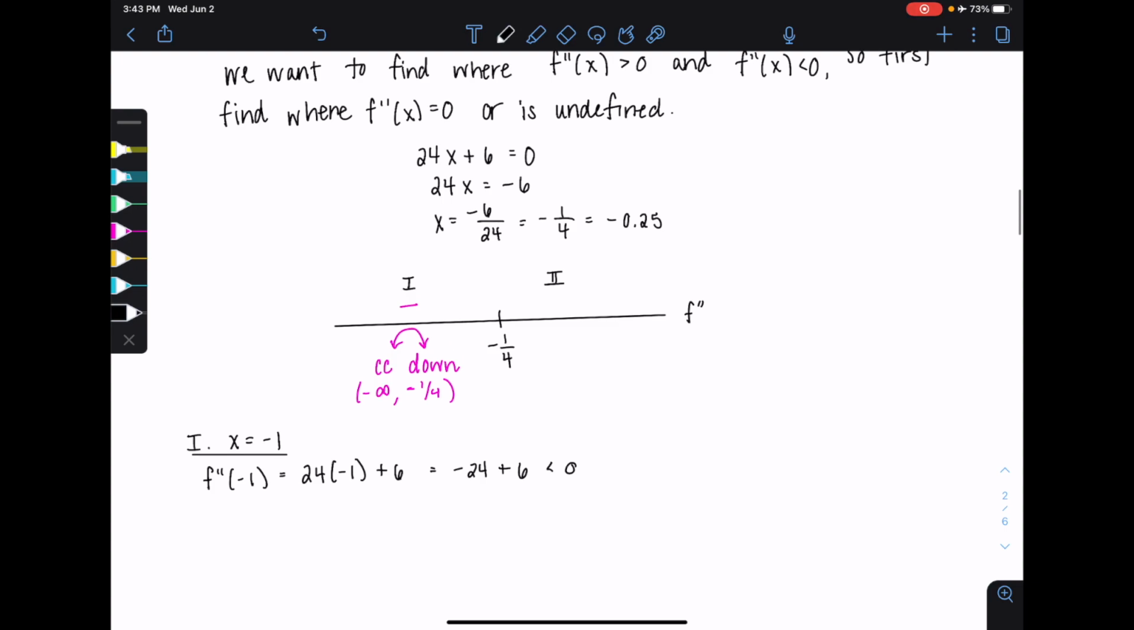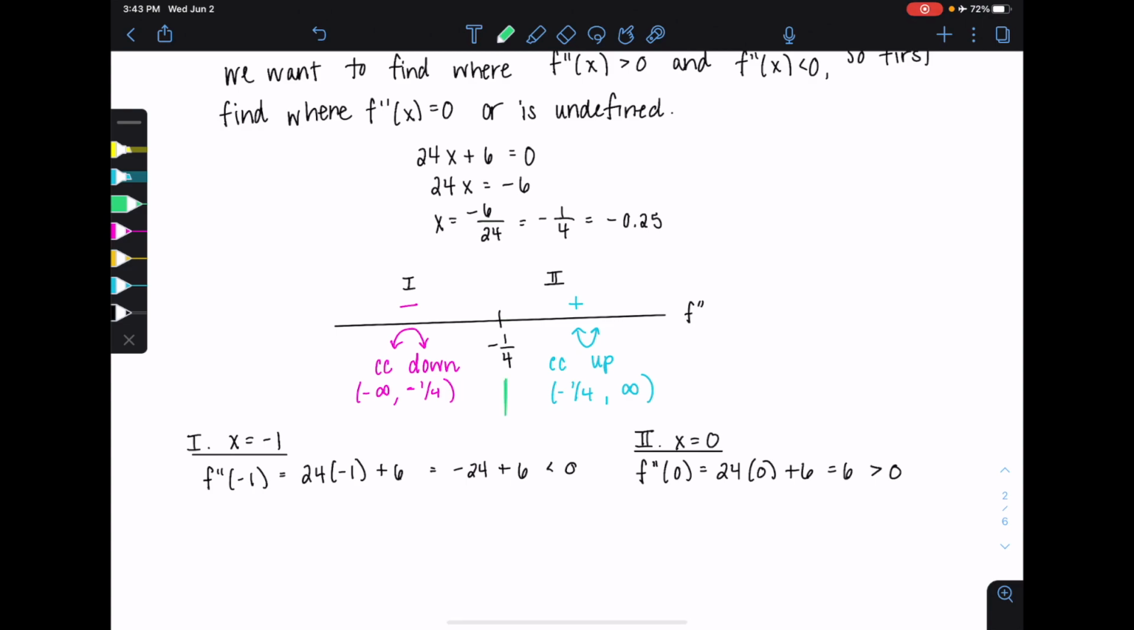Picking a different value for interval 2, we can pick x equals 0. That's not a bad one. Plugging that in would give us 24 times 0 plus 6, so just 6. So it is definitely positive on this interval. So that would mean we have an upward shape, and it is concave up. So that interval starts at negative 1/4 and goes to positive infinity. And so since I changed concavity around this point, I can indeed call this an inflection point.